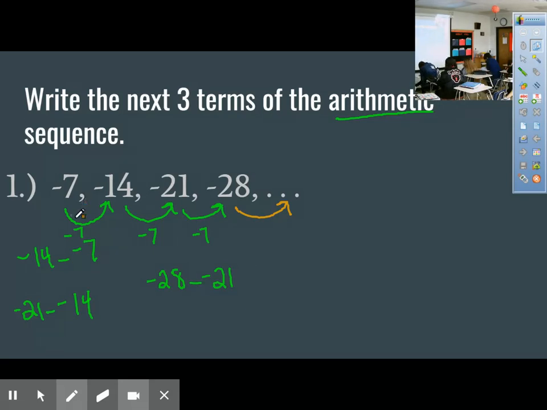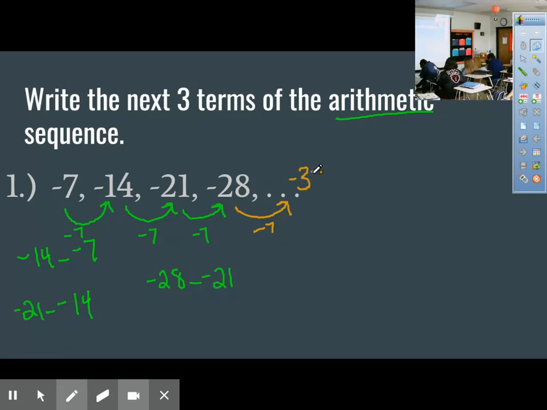Okay, so what have they done every other time? They've added negative 7. So to keep that same pattern, what do you think I'm going to do? Add negative 7. So do that for me. Do negative 28 plus negative 7, or you can just do negative 28 minus 7. And Morgan, what do you get when you do that?